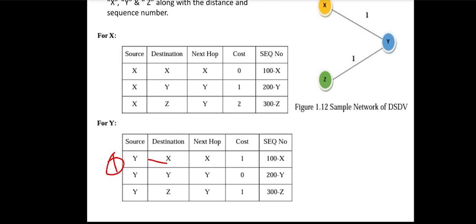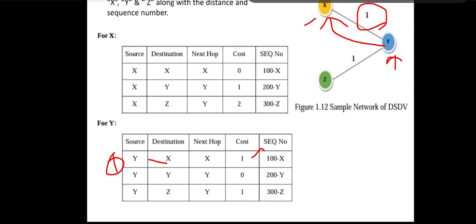So, Y is my source node and it is traveling to my destination X, which has a distance of 1. So I can update the cost value as 1 in the table. Similarly, the next hop present to this source node will be X. So my next hop will be X. And my sequence number may be any random number, so I have mentioned 100-X.